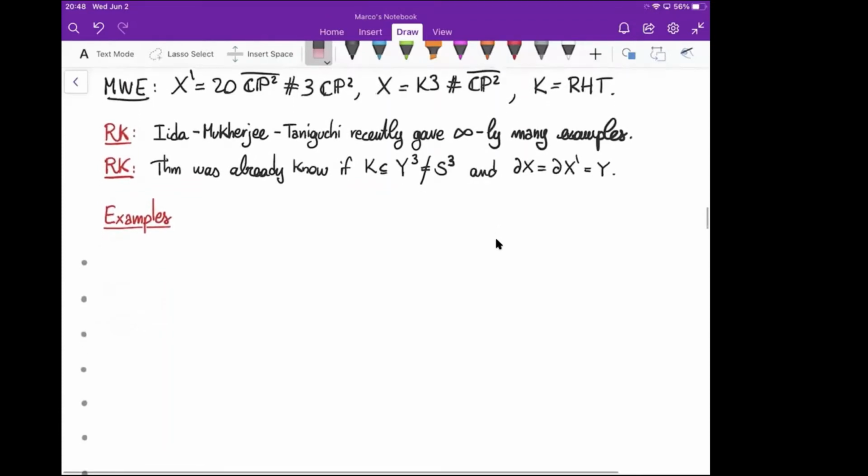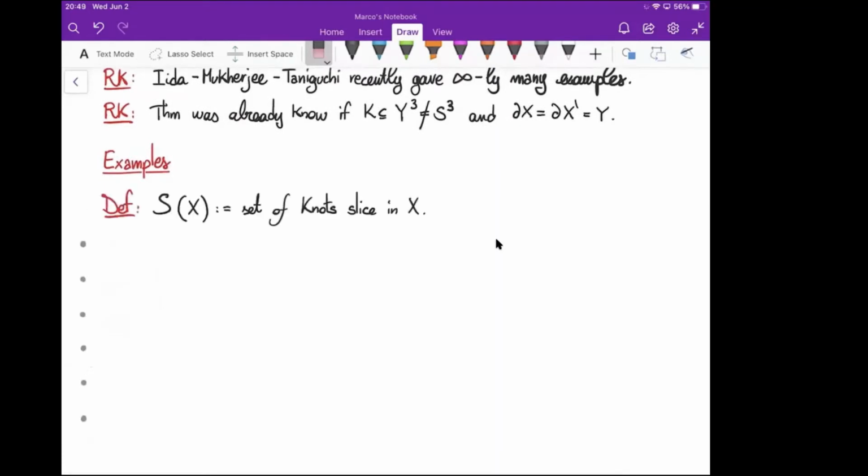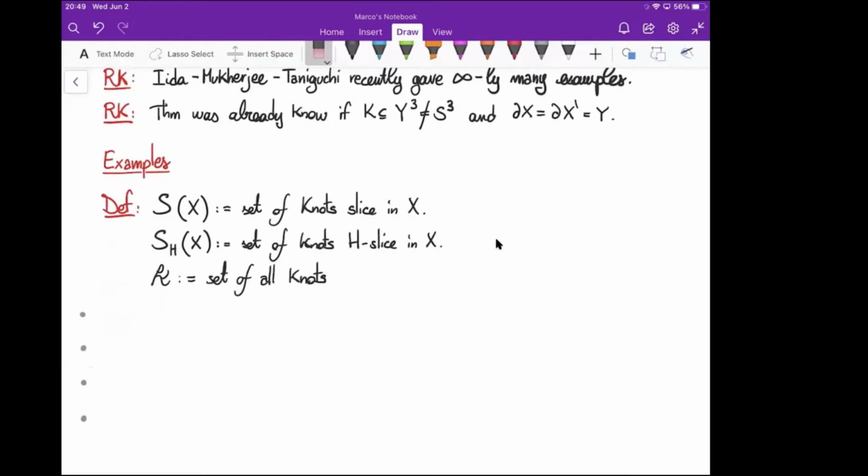Okay, so this was some motivation for H-sliceness. Now let me give you some examples for sliceness in 4-manifolds. So let me set up some notation. S of X is the set of knots that are slice in X, so just the usual set of slice knots, but in any 4-manifold X. And S lower H of X is the set of knots that are H-slice in X. And K is the set of all knots.